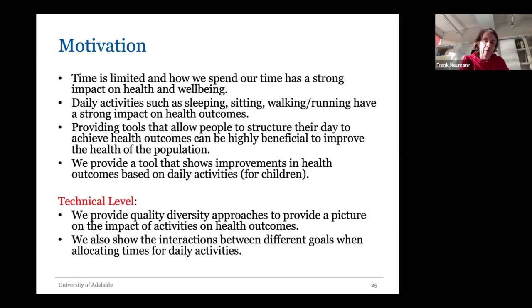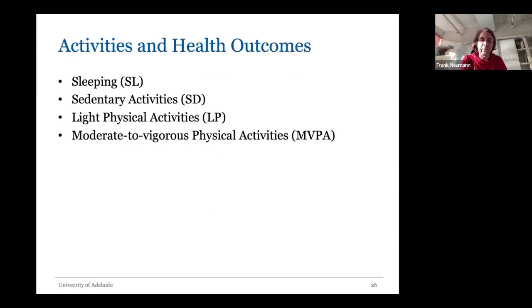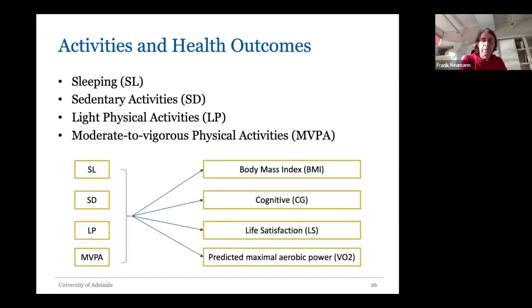Okay, and then we also looked into interactions between different health goals that you might have when allocating time for the different daily activities. So let's look into a simple setting where you have different activities. You essentially have 24 hours during the day, and you could spend your time on sleeping, sitting, light physical activities, or moderate to vigorous physical activities. And then the prediction model that we got from our colleagues in health science was essentially taking these activities and building a prediction in terms of body mass index, cognitive behavior, life satisfaction, and predicted maximal aerobic power.